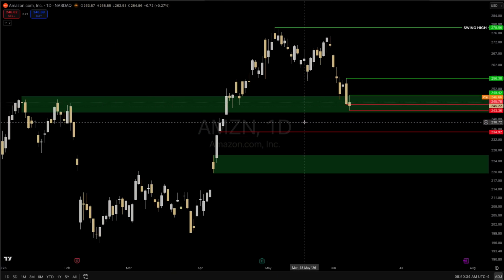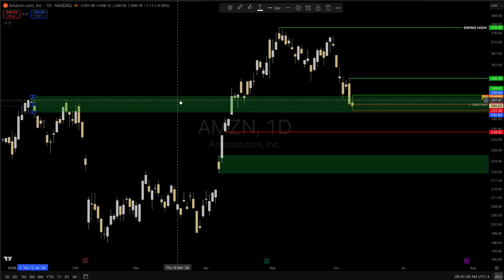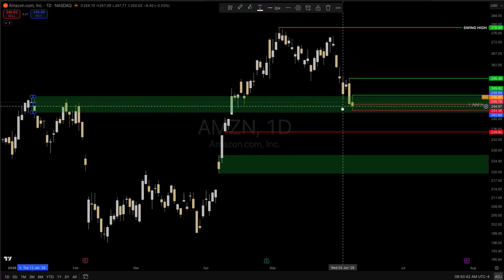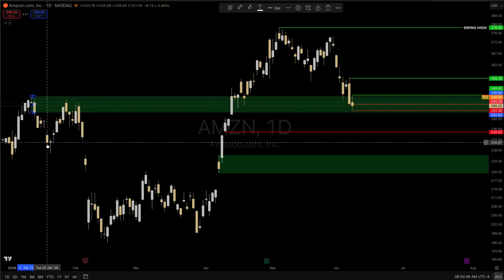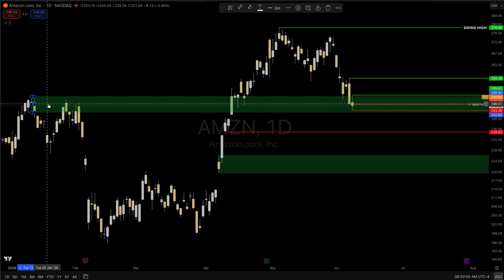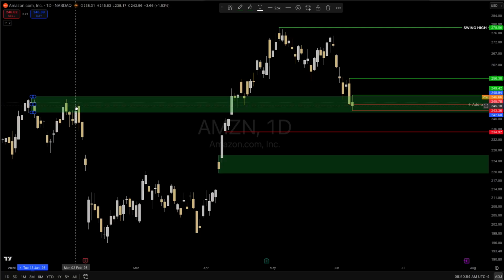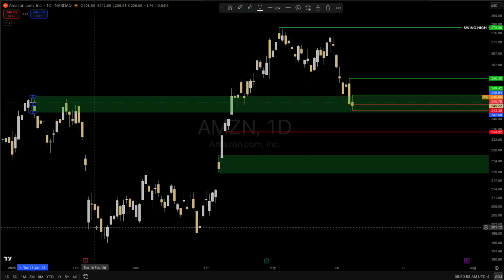So on the Amazon, as you can see, this was the resistance, right? Resistance. Now it's turned into support. From this point you can see sellers were strong, they pushed the price downwards. We came back for the retest, right? Almost three to four times, and then the sellers were so strong they pushed price all the way down.